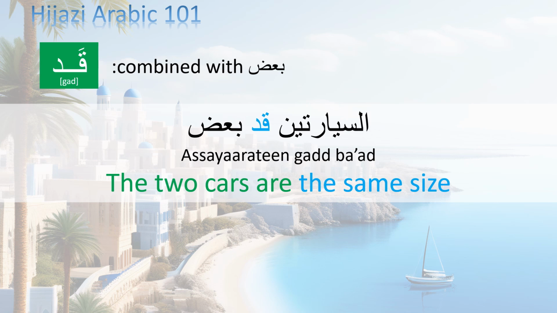السيارتين قد بعض. The two cars are the same size. السيارتين is the two cars. السيارة would be one car, the car, and two cars, السيارتين. قد بعض is the same size as each other.